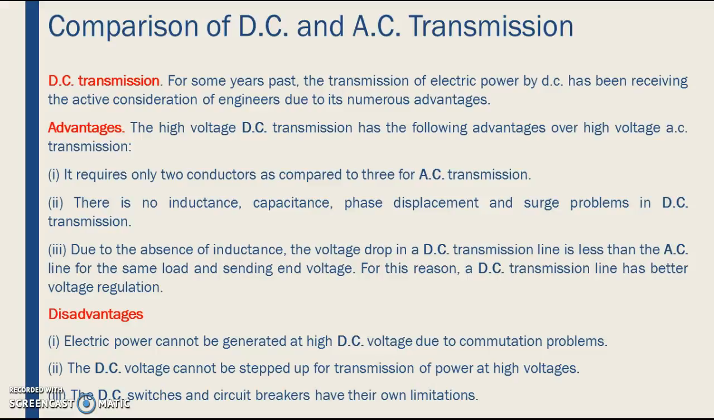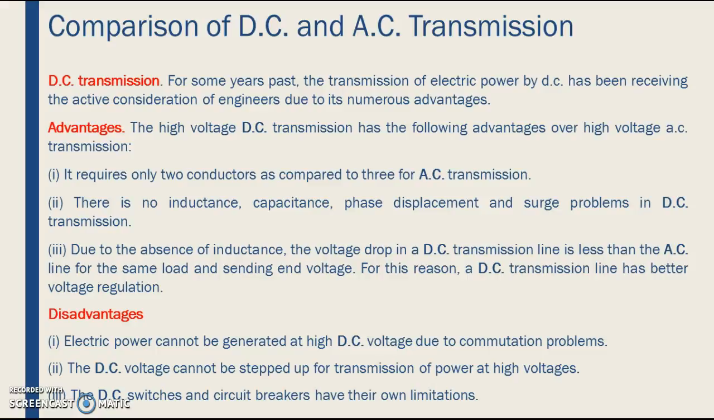Due to the absence of inductance, the voltage drop in a DC transmission line is less than the AC line for the same load and sending end voltage. For this reason, a DC transmission line has better voltage regulation. There is no skin effect in DC system. Therefore, the entire cross section of the line conductor is utilized.